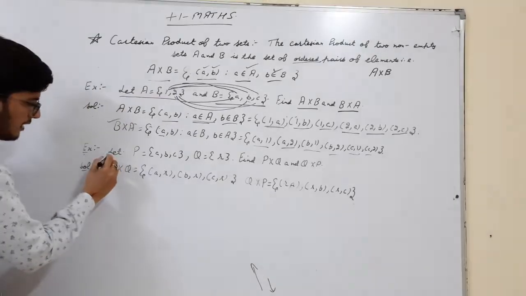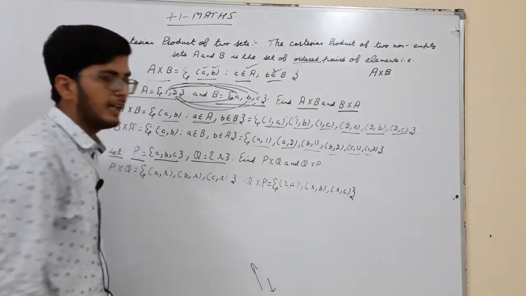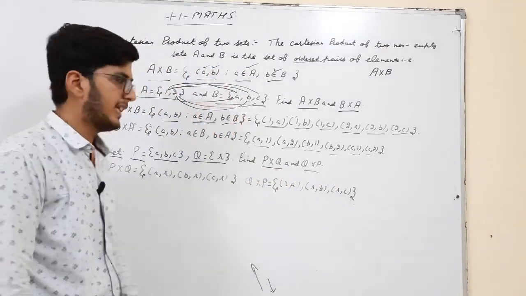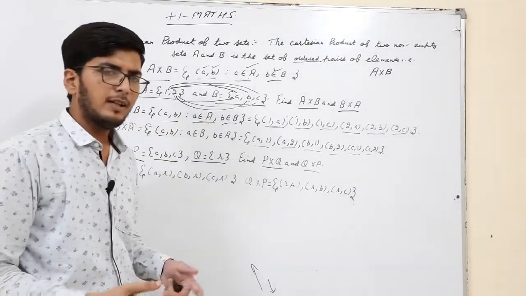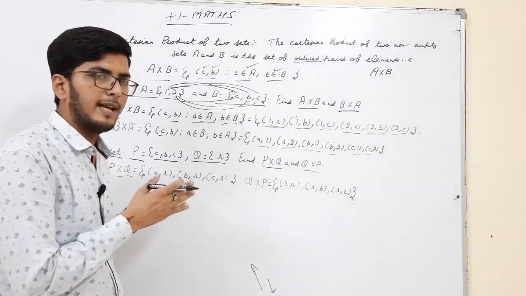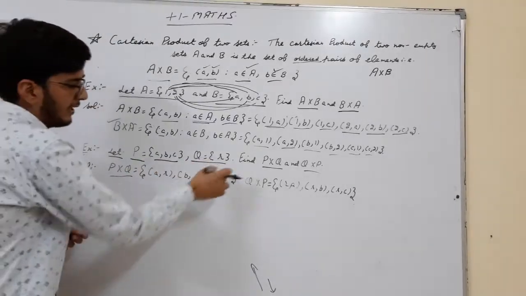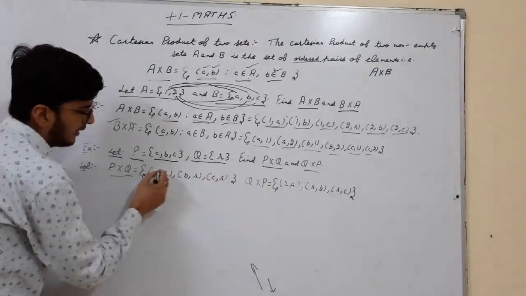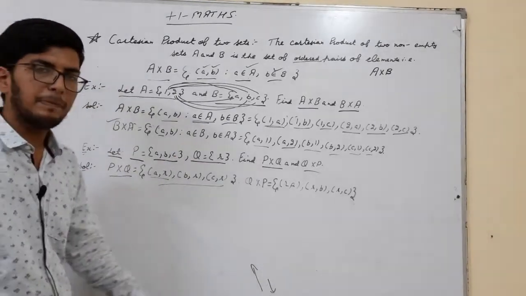Next, one more example: let P be {a, b, c} and Q be {r}. Now they said find P cross Q and Q cross P. P cross Q will be the set of ordered pairs in the manner that the first element is from the first set, the P set, and the second element is from the Q set. So pairs will be (a, r), (b, r) and (c, r). So this will be our set P cross Q.